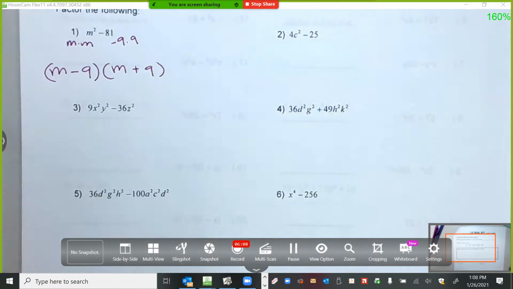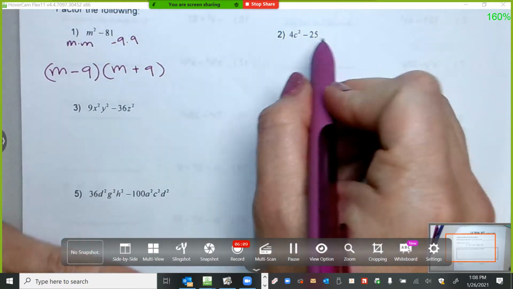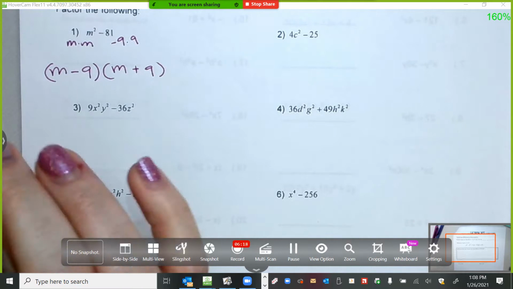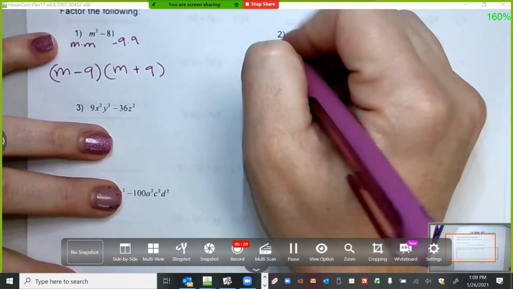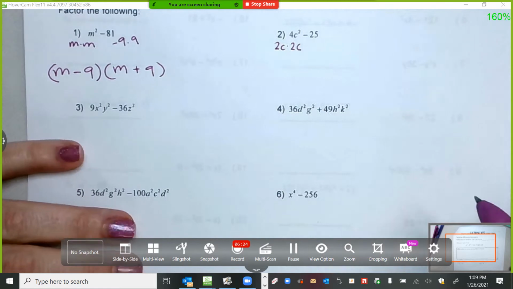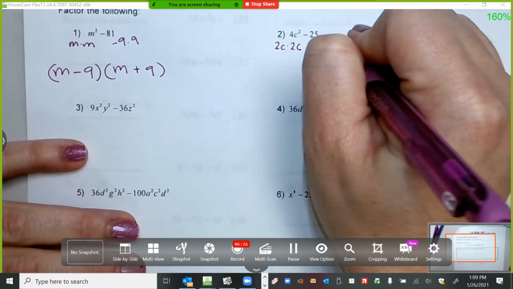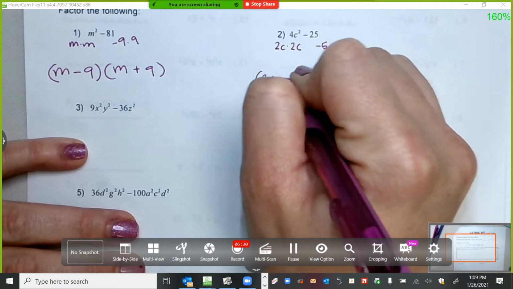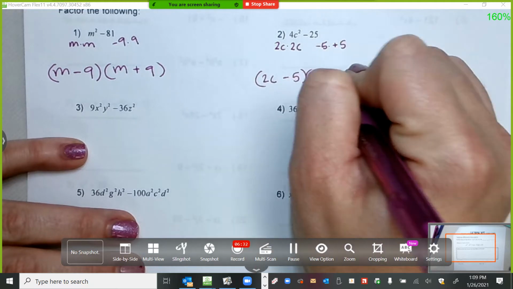Okay, on this one, it's in order. There's no GCF. What times what gives me 4c squared? It has to be the same: 2c times 2c. And what times what gives me 25? So negative 5 times positive 5. So I end up with 2c minus 5, 2c plus 5.